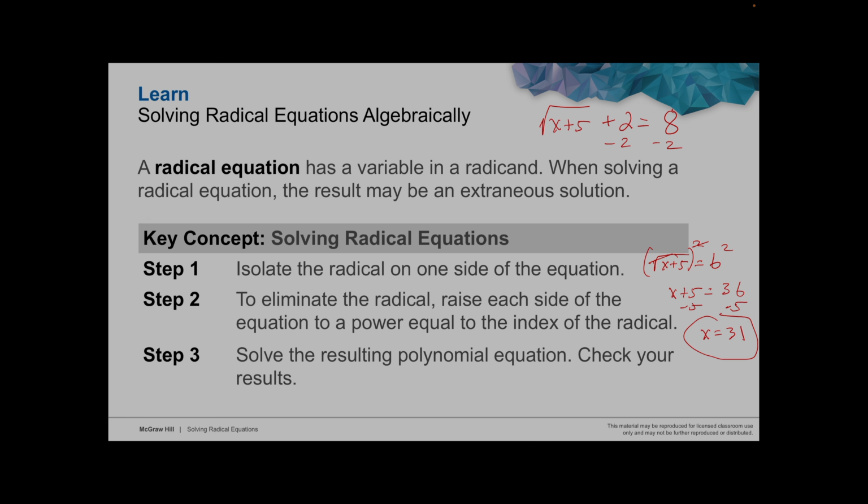Isolate. Eliminate the radical by raising each side of the equation to a power equal to the index of the radical. And then solve and check your solution. Okay, so let's take a look at this one. We got the square root of 3x minus 5, plus 2, is equal to 6.